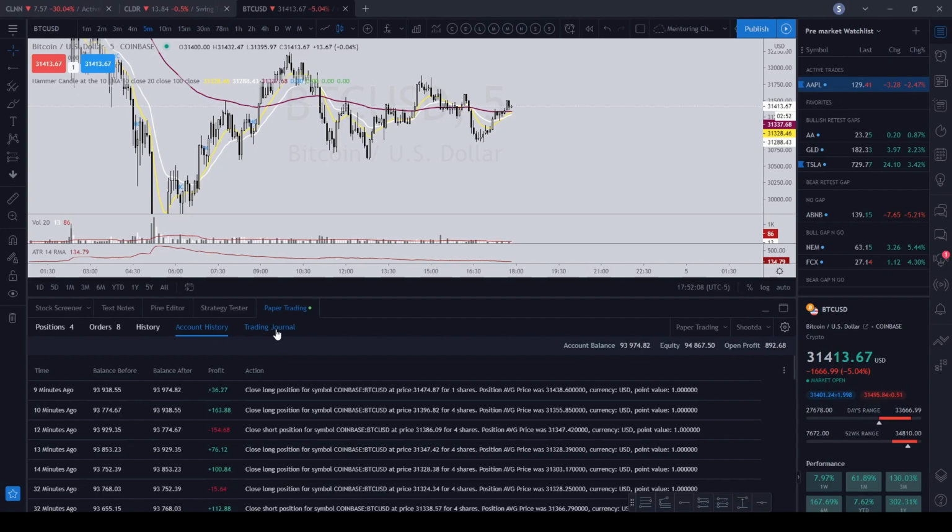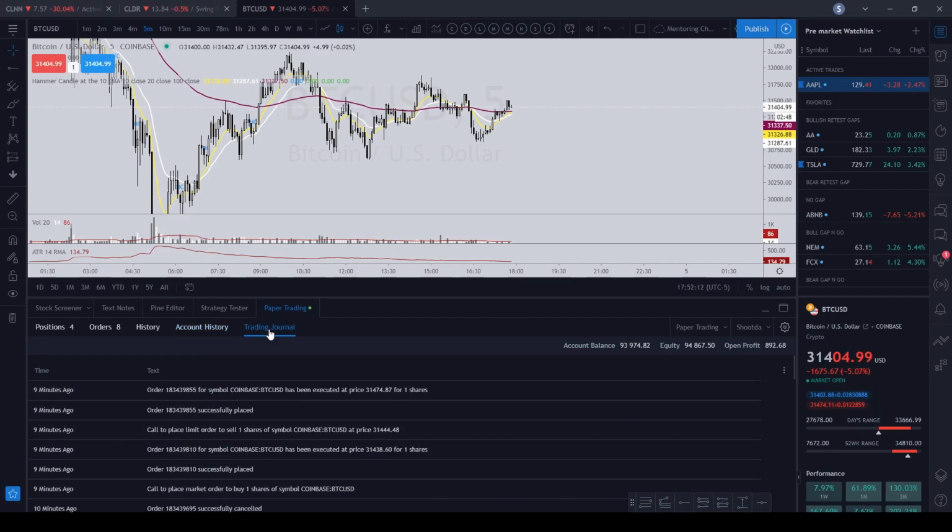Now, the difference between the two: the account history actually shows executions. Your trade journal tells you every detail that you do. So if you modify an order, that shows up in here. If an order gets executed, it shows up in here. So that's the difference between the two.